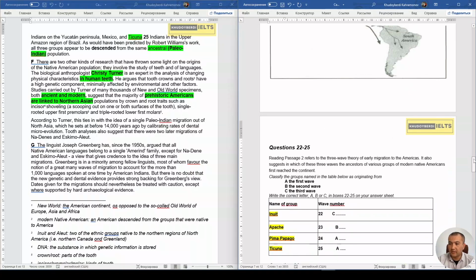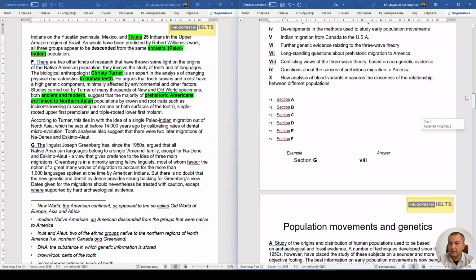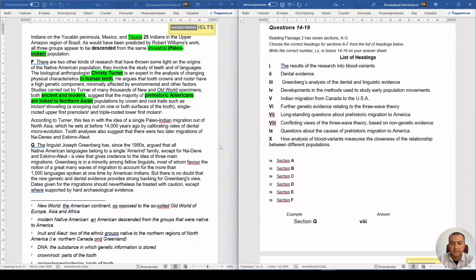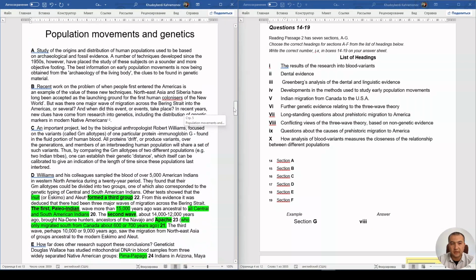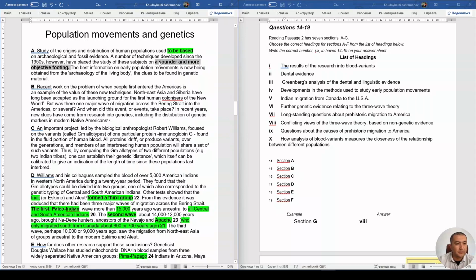And let's just jump to the headings ones. In order to do the headings, we don't have to read the whole list of headings from beginning to end. We will just read the passage paragraphs one by one. The study of the origins and distribution of human populations used to be based on archaeological and fossil evidence. Used to be, which means in the past. A number of techniques developed since the 1950s, however, have placed the study of this subject on a sounder and more objective footing.